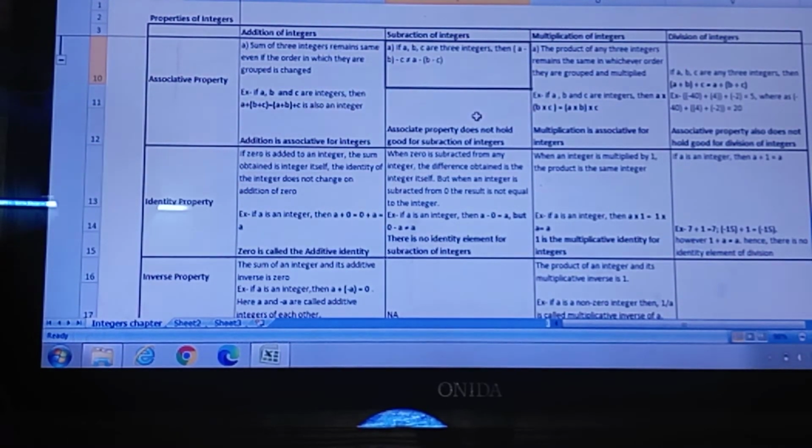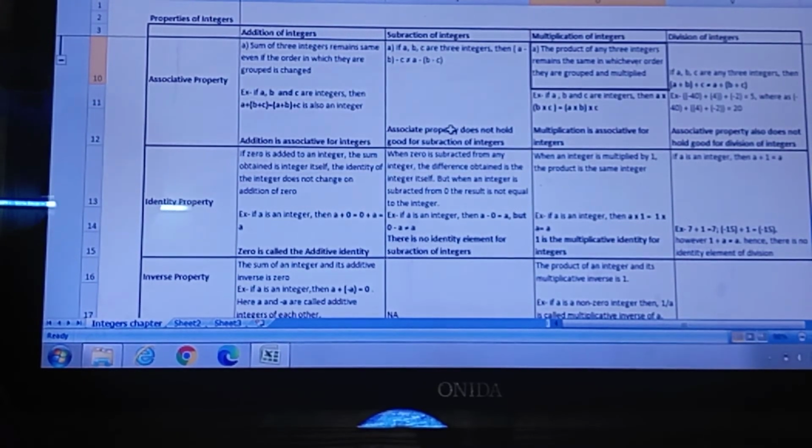Moving on to subtraction. In this case, if a, b and c are integers, a minus (b minus c) does not equal (a minus b) minus c. This is the reason. So associative property does not hold good for subtraction.